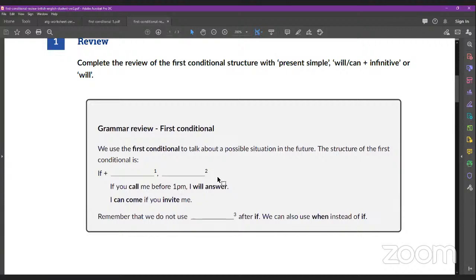In the first activity, you're going to complete the concept of the form of the first conditional. We use first conditional to talk about a possible situation in the future. The structure of the first conditional is, so you complete this one. Remember, we don't use, recuerda que no utilizamos, remember, we don't use, then you complete after it. We can also use when instead of it. You're gonna complete this activity, the review part.